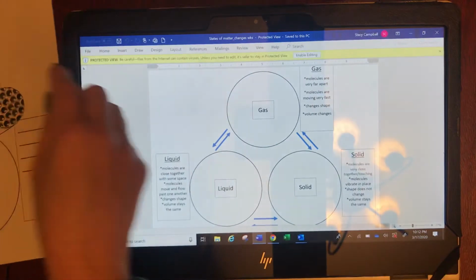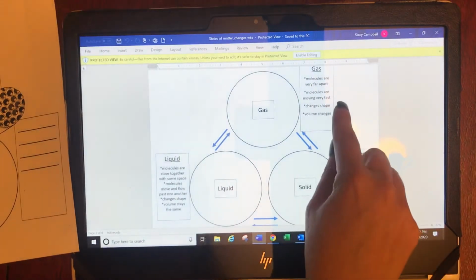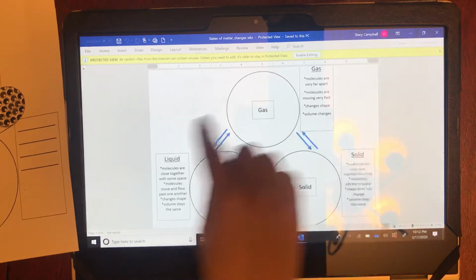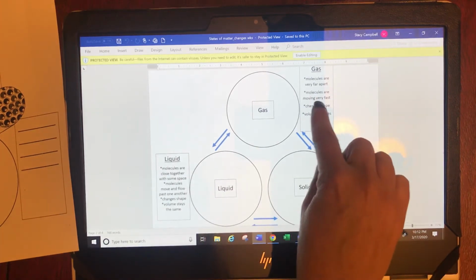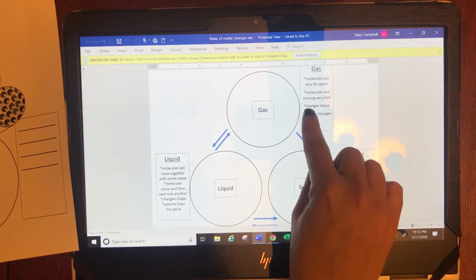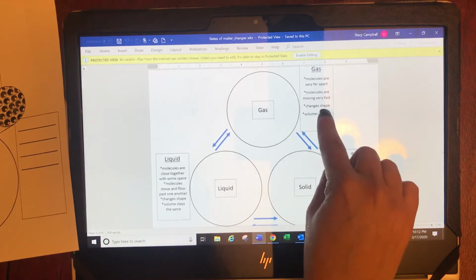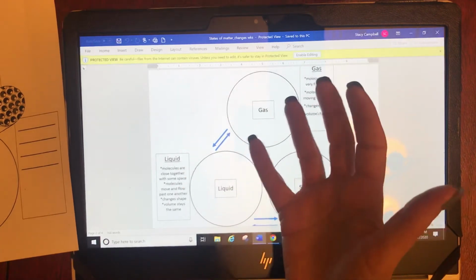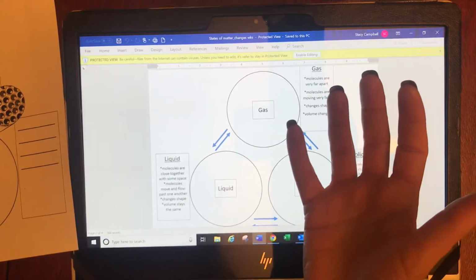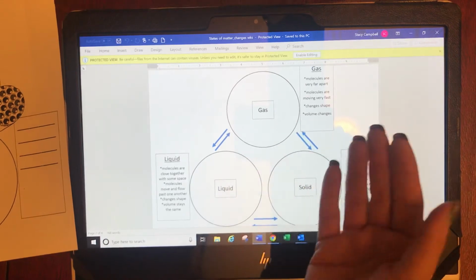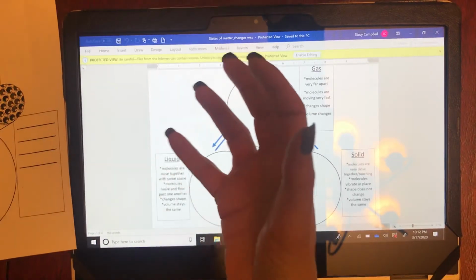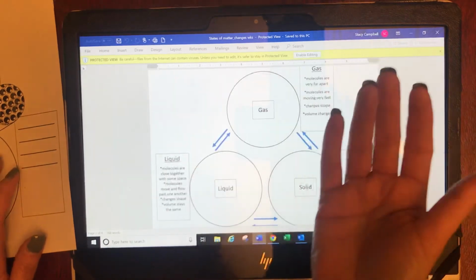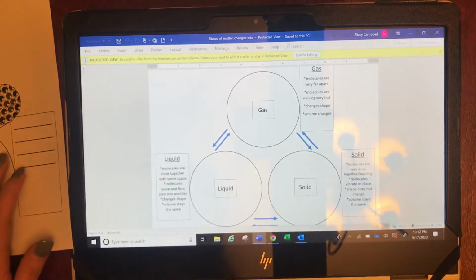So again, you understand that molecules are very far apart. They're moving very fast. Gas can change shape. Remember, an example is our oxygen. I cannot see my oxygen right here, but we know it takes up space when we have it in a jar. We know there's oxygen in there.